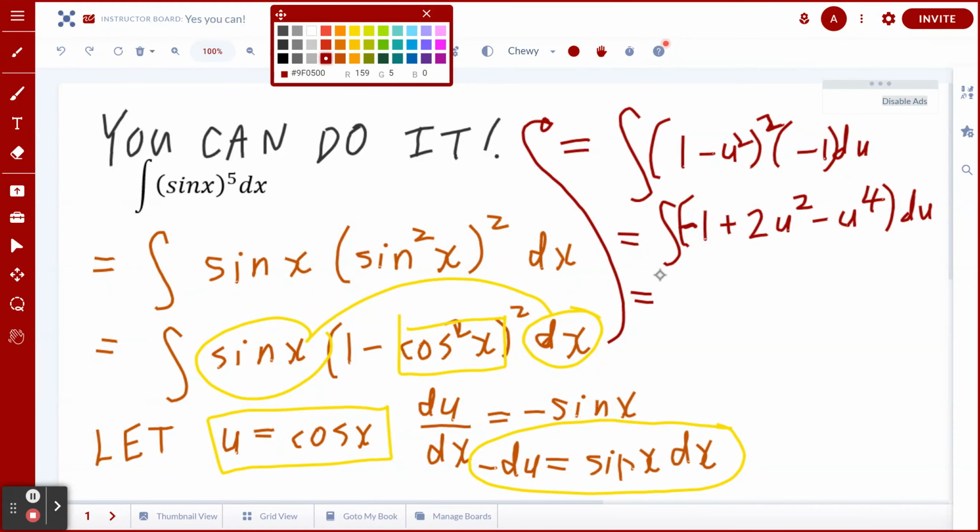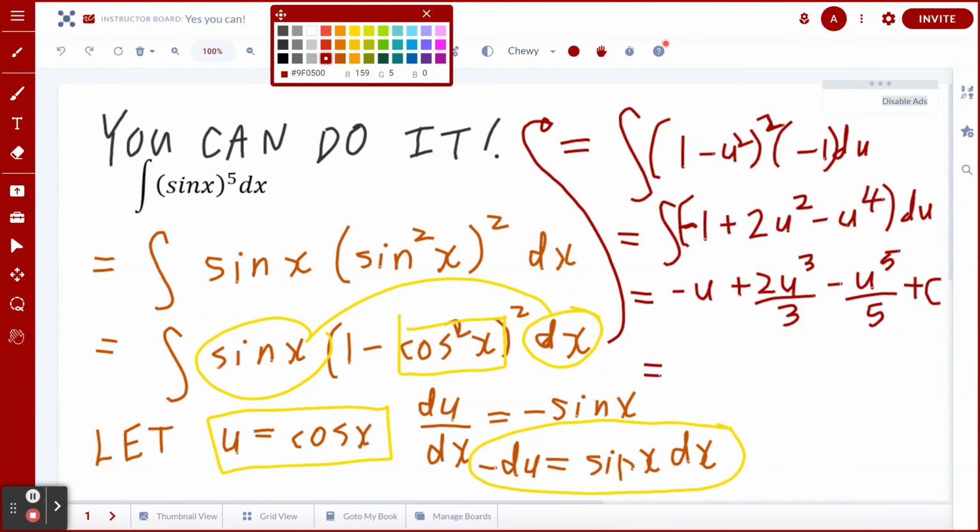The antiderivative equals, if you look at the first part, negative u. The antiderivative of 2u squared is basically 2u to the 3 divided by the new exponent, 3, minus u to the power of 5 divided by 5. Again, don't forget the constant c. Here comes the final answer.